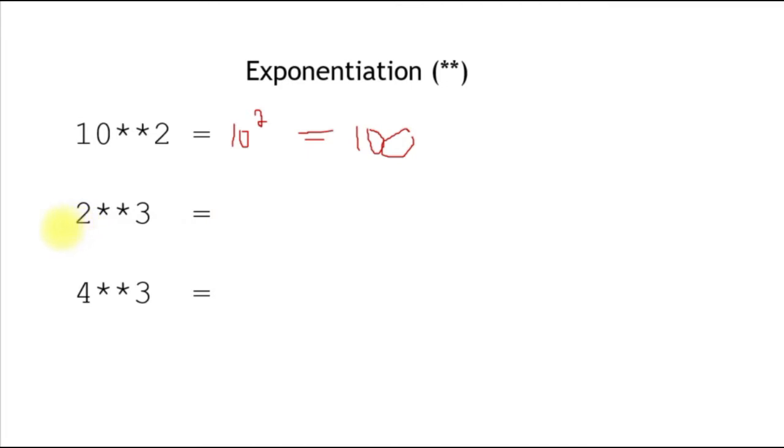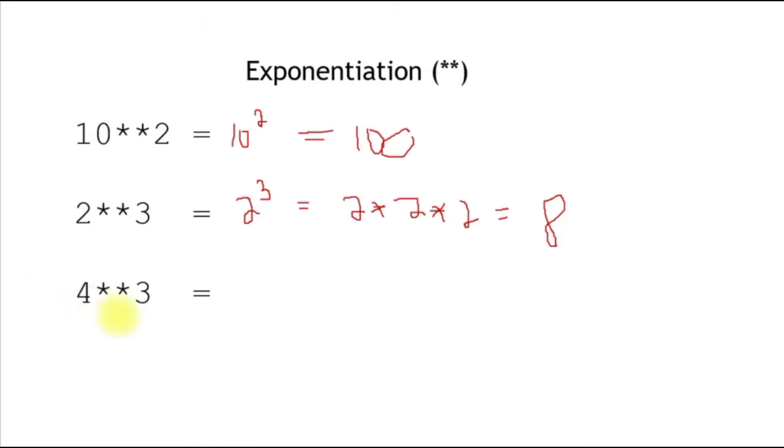Next is 2 exponentiation 3. I-multiply daw natin yung 2 sa kanyang sarili ng 3 beses. So, sa algebra, this is 2 tapos 3 yung nasa taas. Or, parehas lang sa 2 times 2 times 2. So, the answer is 8. So, 2 times 2, 4 times 2 is equal to 8.